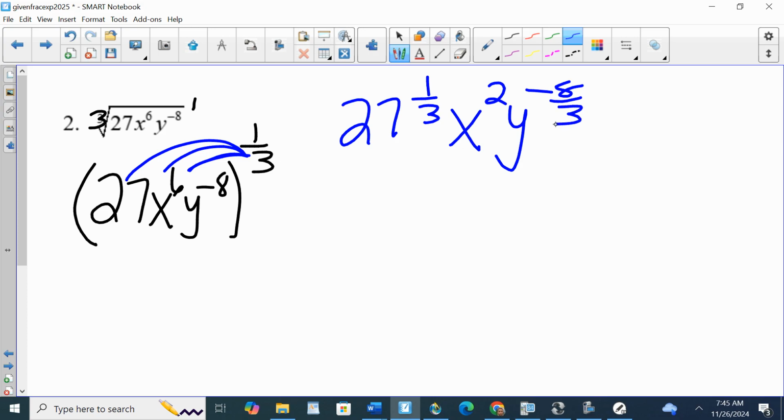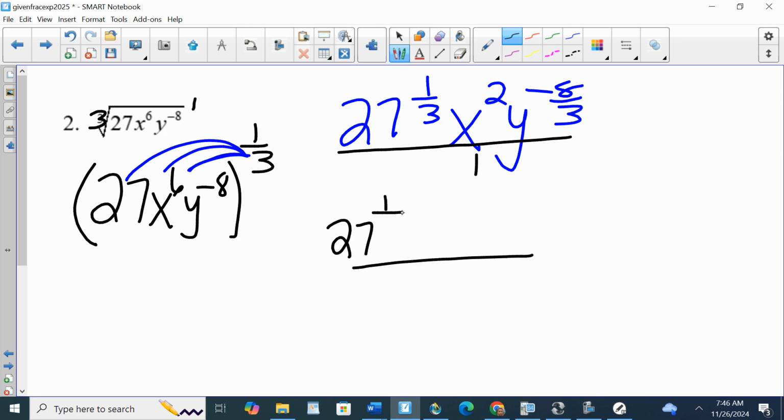Negative exponents are fractions. Right now this is over 1. I see a negative exponent. I make a fraction. 27 is being raised to the positive, so it stays. X is being raised to a positive, so it stays. Y is being raised to a negative, so it moves and becomes positive. Clean it up, MD. There's no multiplication, there's no division, but I can evaluate 27 to the 1/3 power.